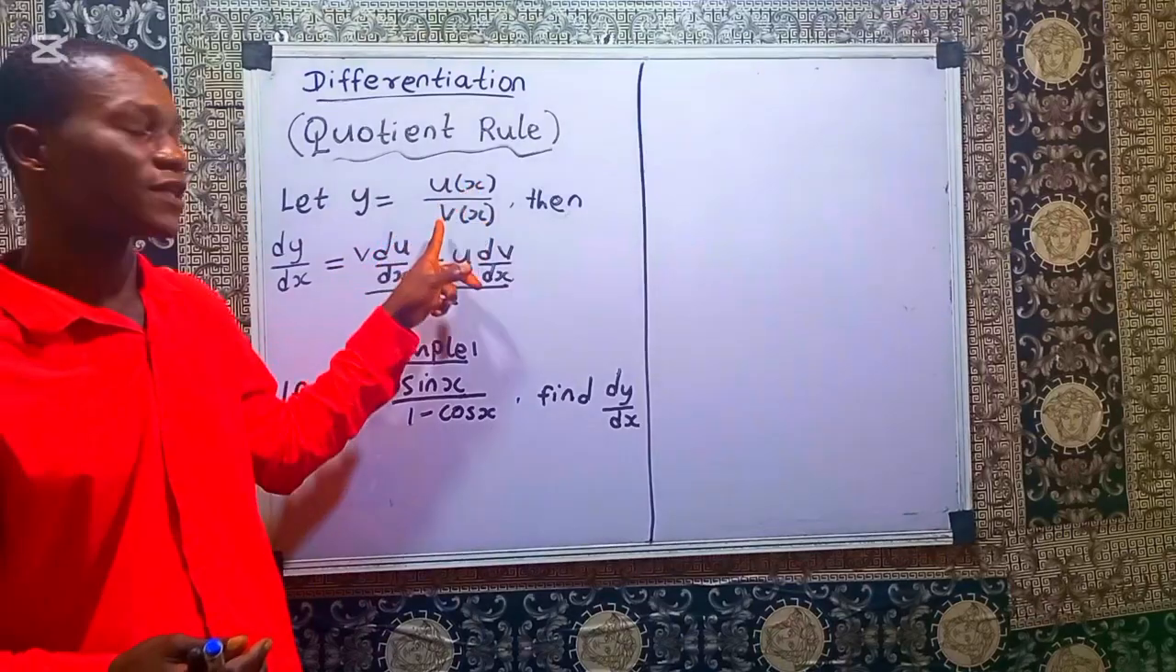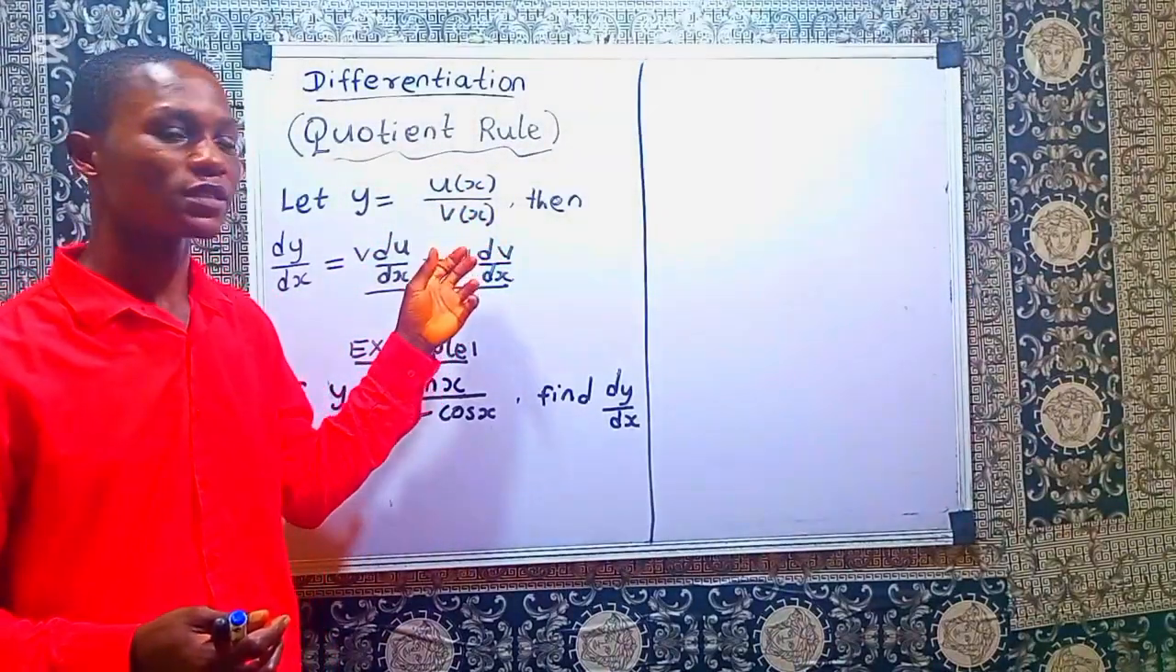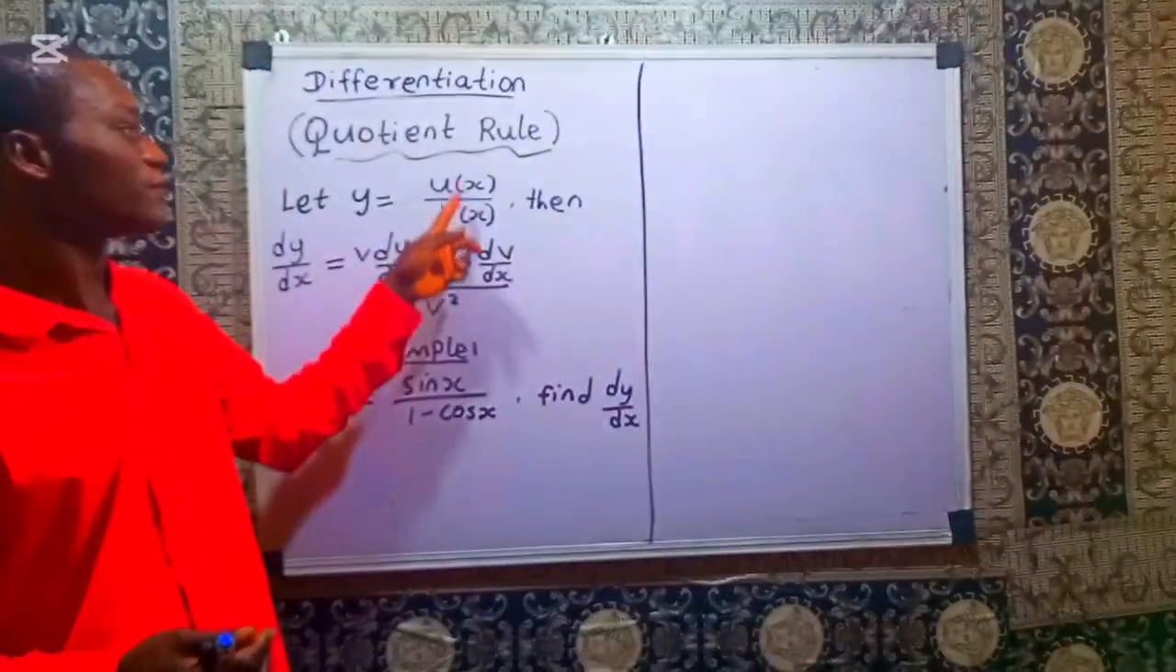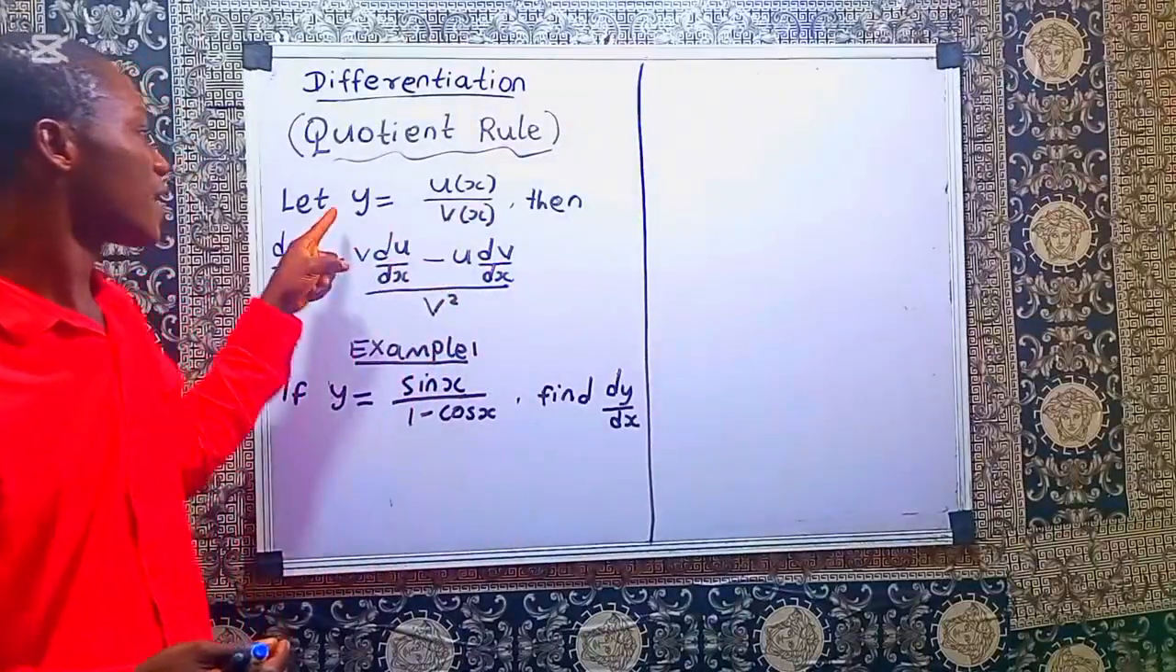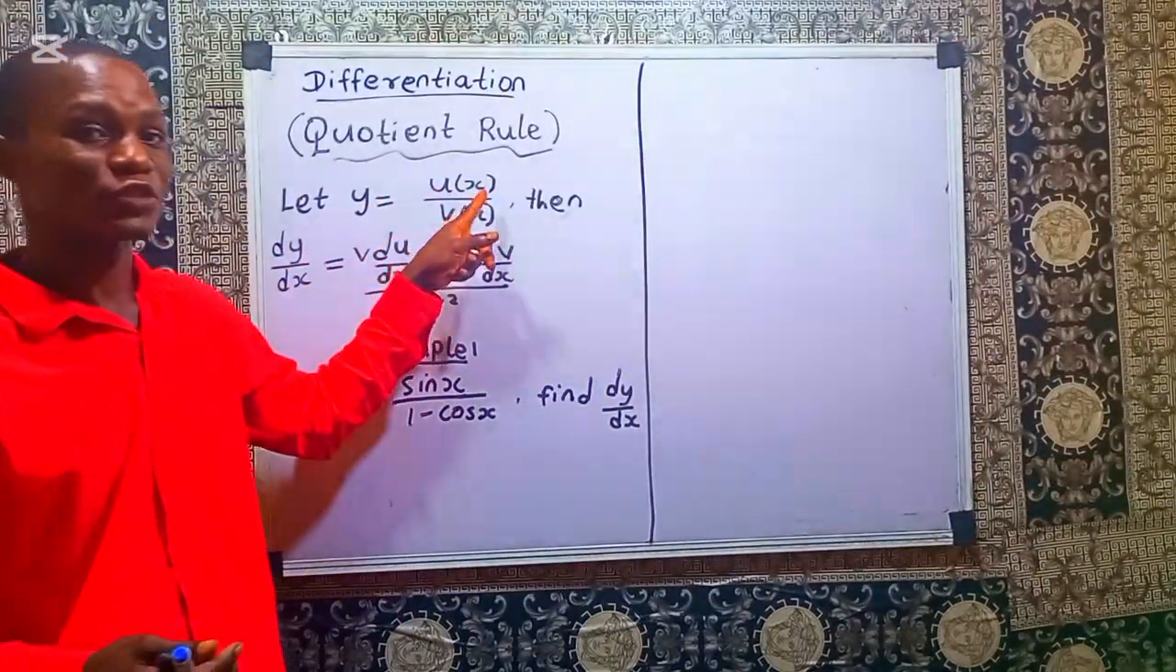u is a function of x and v is a function of x. y is equal to u divided by v. And you want to find the derivative of y with respect to x.